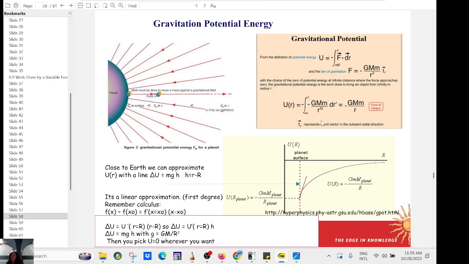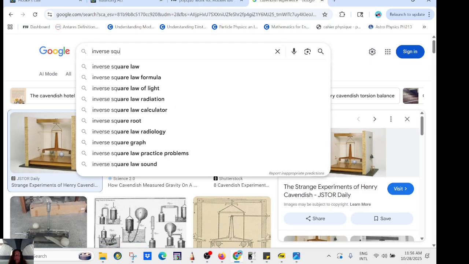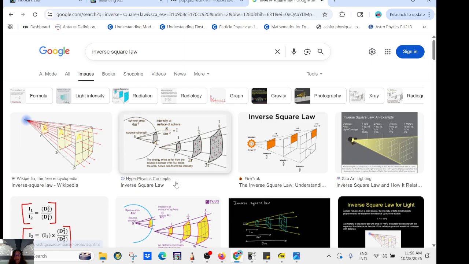So that will be the gravitational potential energy. That will be the gravitational force. The idea is that potential energy is binding. So you have to fight against the restoring force if you want to escape. So you see this inverse square law.